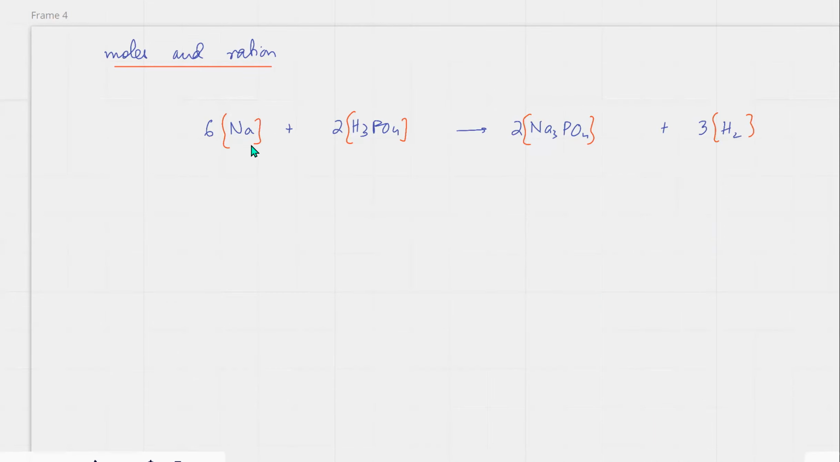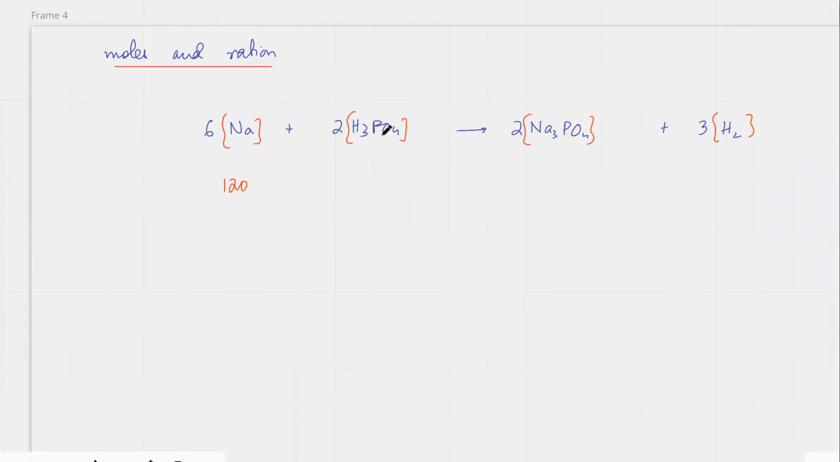So remember that the equation is the ratio of the number of particles. It's the ratio of the moles, not the ratio of the mass. So when you deal with these ratios, you're basically dealing with moles. Hopefully everyone knows how to use ratios. Let's say I've got 120 sodium atoms. Can anyone tell me how many phosphoric acid molecules would react with it according to this recipe?